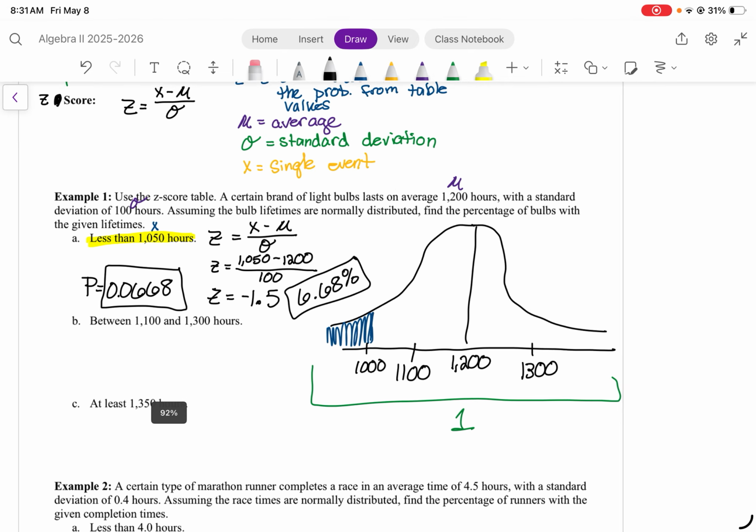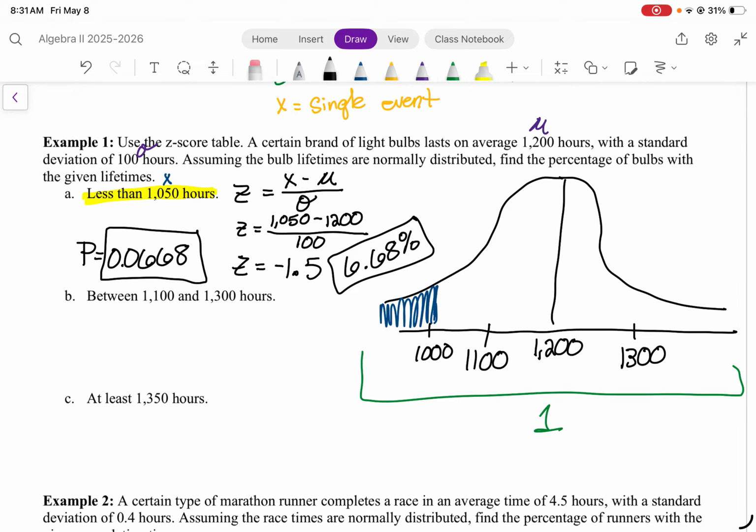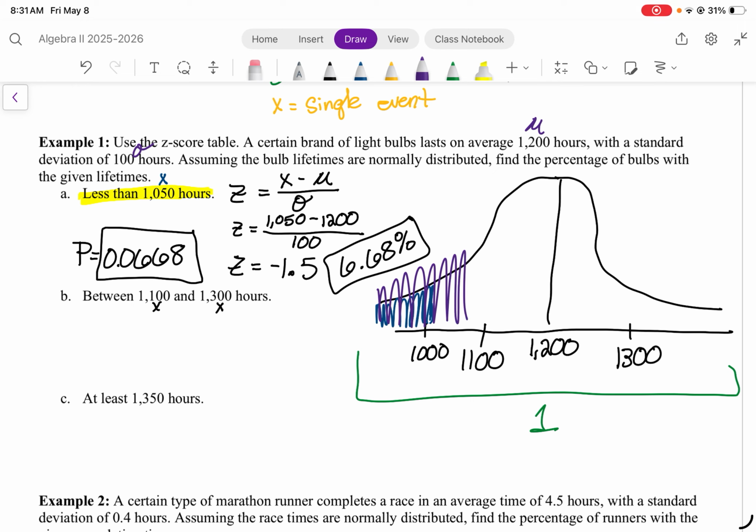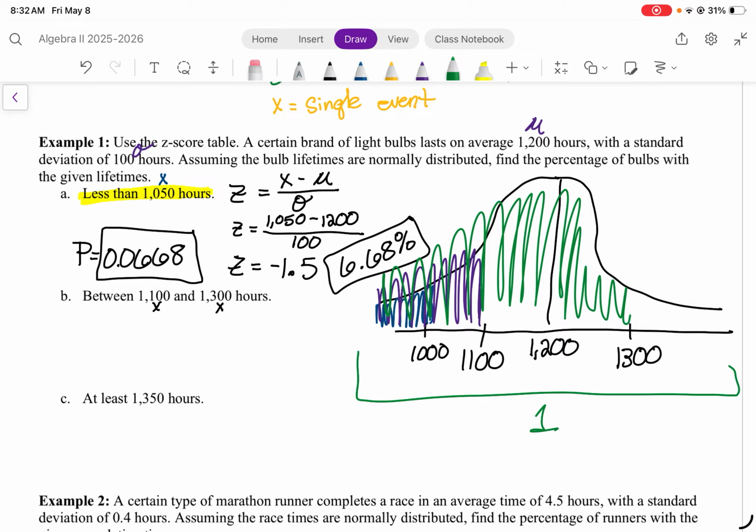For this one, they want between the hours of 1,100 and 1,300. So this time we have two different x values, which means you have to find the z-score for both of them. Because right now, we want the probability, and when we find our z-score, it's going to give us the probability up to the 1,100. And then when we find the z-score for 1,300 and find the probability of that, it's going to give us the probability all the way up to that value, which means because we only want the part in between them, we're going to take the probability of the 1,300 minus the probability of 1,100, because that will leave us with just the probability of our middle space.